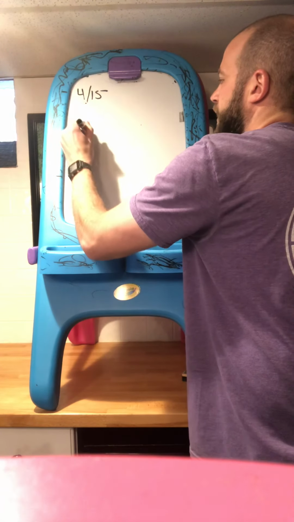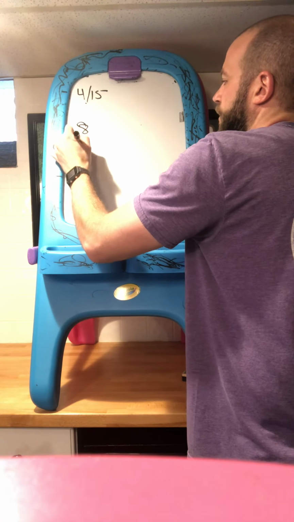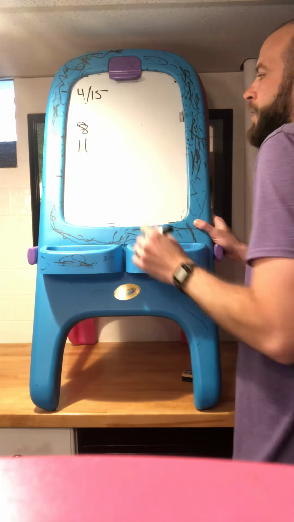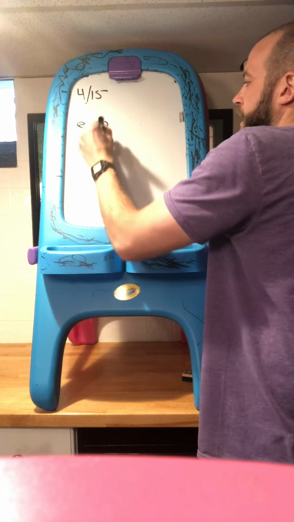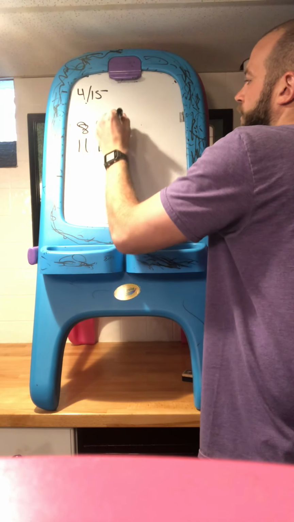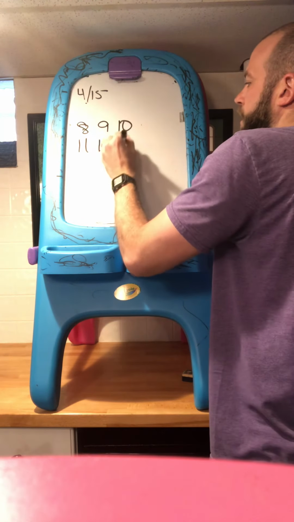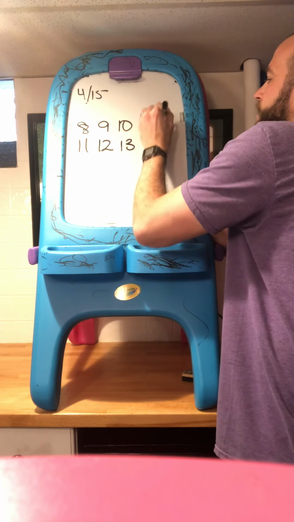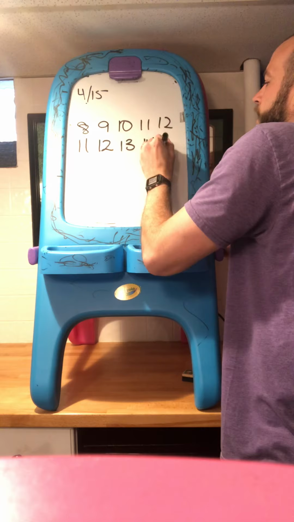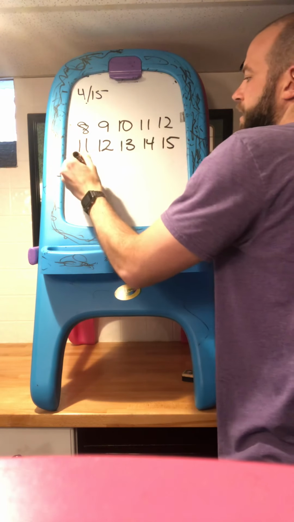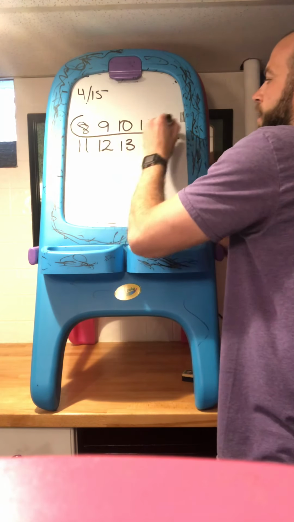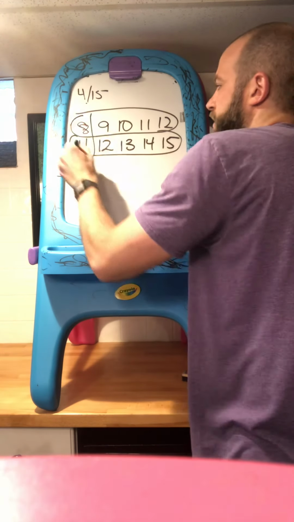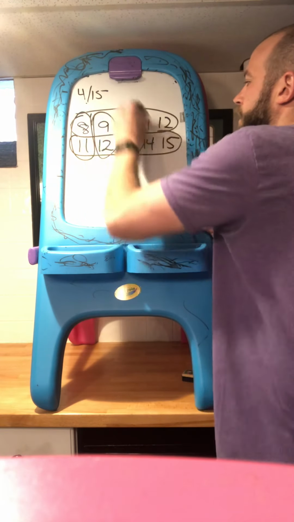So 8 and 3, so 8, and then 9, 10, 11, and then 9, 12, 10, 13, 11, 14, 12, 15. See how the pattern is the top number plus 3 equals the bottom number? So that's a term, that's a term.